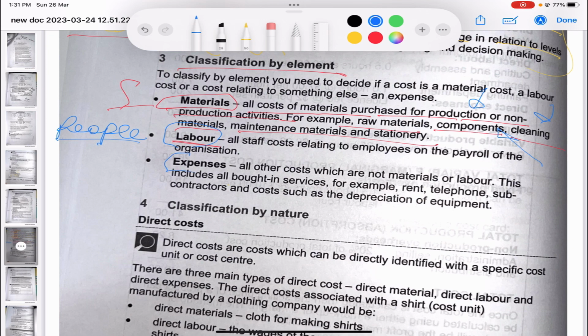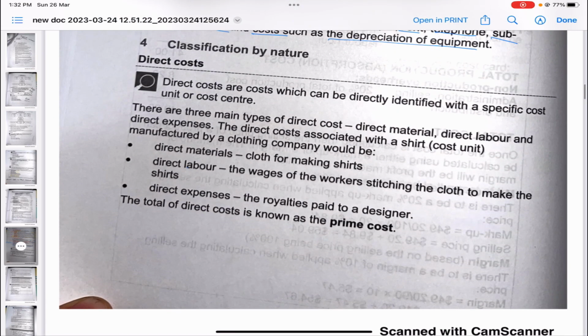Then we come to expenses. So the costs which are neither material costs nor labor costs come under the expenses. All other costs which are not materials or labor, this includes all brought in services, for example rent, telephones, subcontractors and costs, and depreciation. So these are the items which are neither material costs nor labor costs. So these costs are expenses. So quickly, how do you classify by element? Material, labor and expenses.